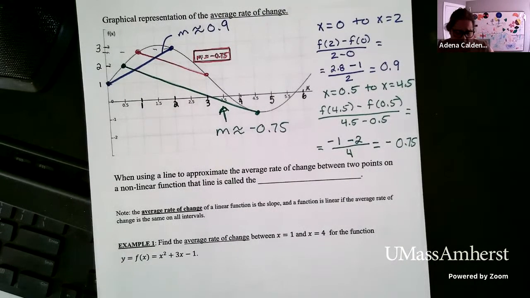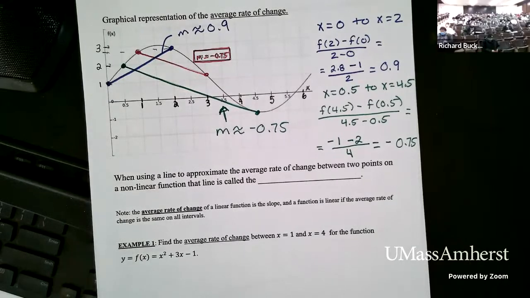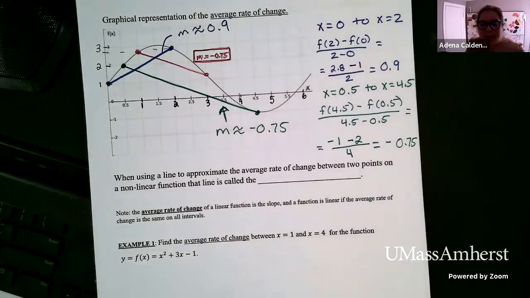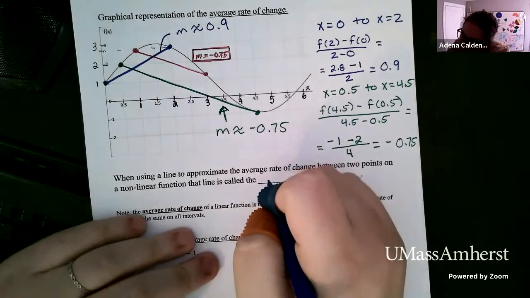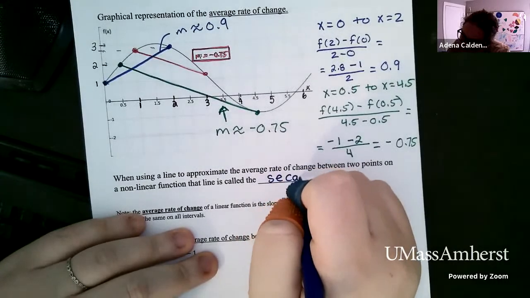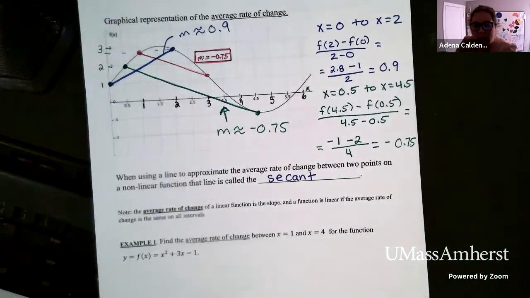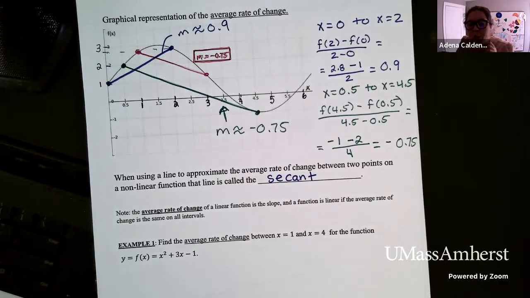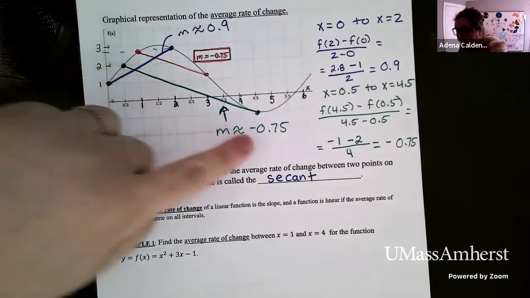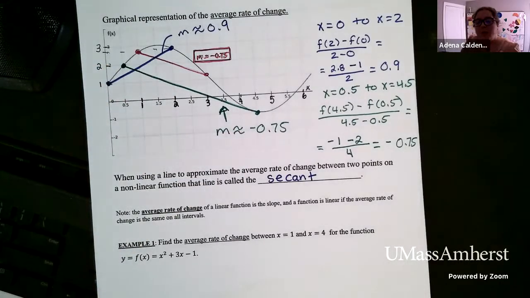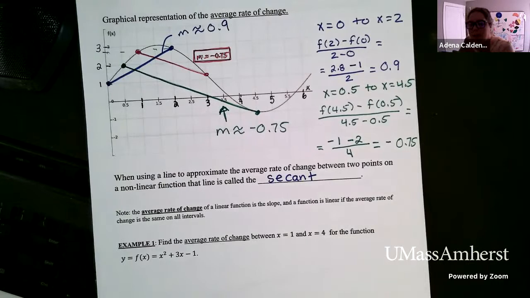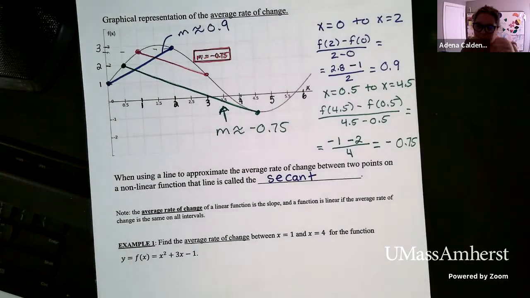So when we do this process, right, when we say, okay, we want to figure out how much a function is changing on average, we're going to use a line to approximate. When that happens, that line has a special name, okay? And so when we do that, this line is called the secant line. So a secant line is a line that connects 2 points on a nonlinear function, okay? That's the name of this line that we're putting in. The slope of the secant line gives us the average rate of change, okay?